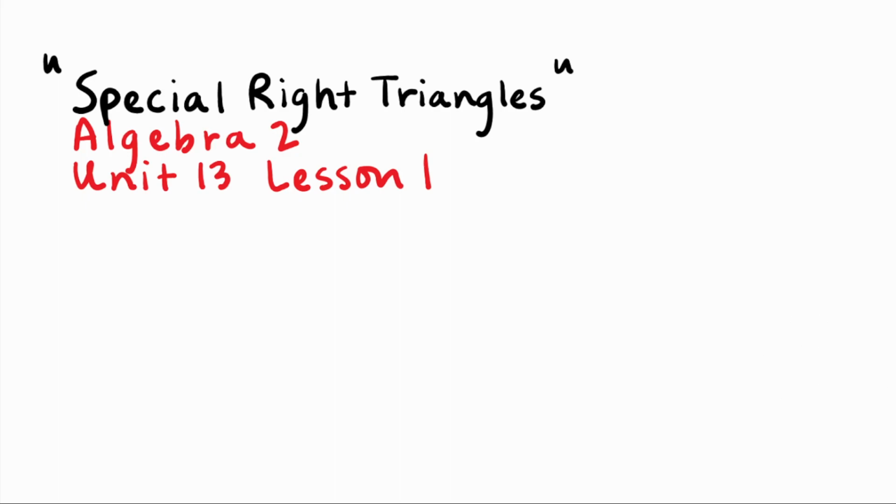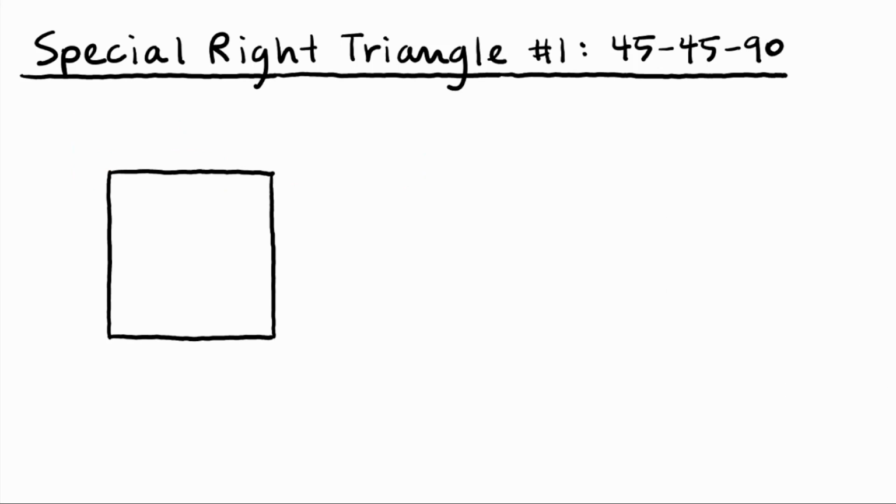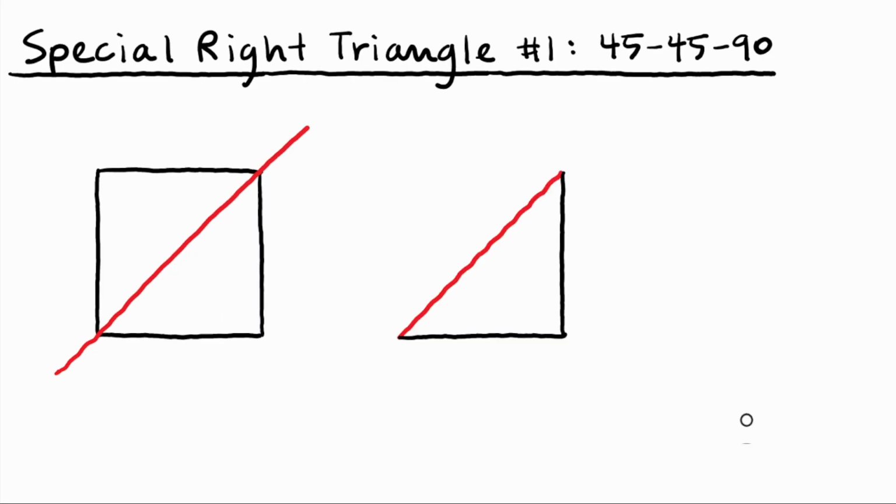So we're going to start off with where I think trigonometry should start, the special right triangles. The first special right triangle we're going to look at is the 45, 45, 90 triangle. This comes up when we start with a perfect square and then cut it in half diagonally. It looks something like that, and we're left with a triangle.